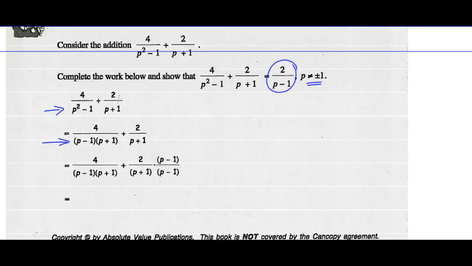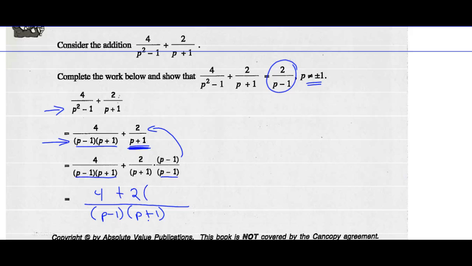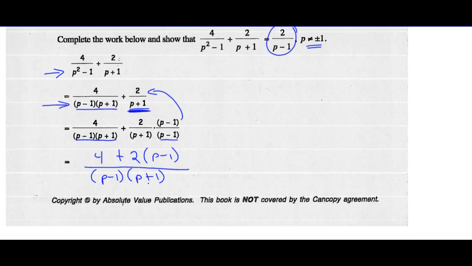All right. Once I'm at that step, I'm now going to get a common denominator of p minus 1, p plus 1, and p plus 1. So the common denominator would be p minus 1 times p plus 1. That's my common denominator. So my first denominator already looks like that, so I keep the 4 there. My second denominator must get multiplied by p minus 1 to make it look like my common denominator. So I should multiply my numerator 2 by p minus 1. So it's going to be add 2 times p minus 1. So I've now written equivalent rational expressions with the same common denominator.